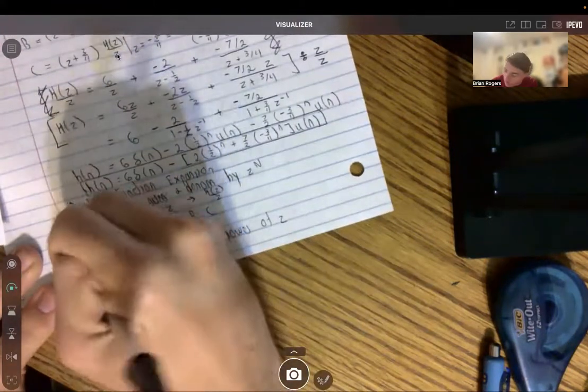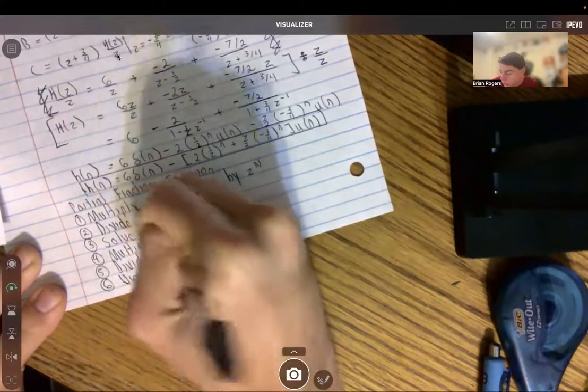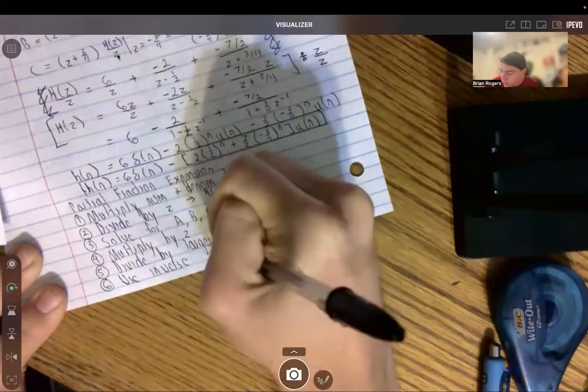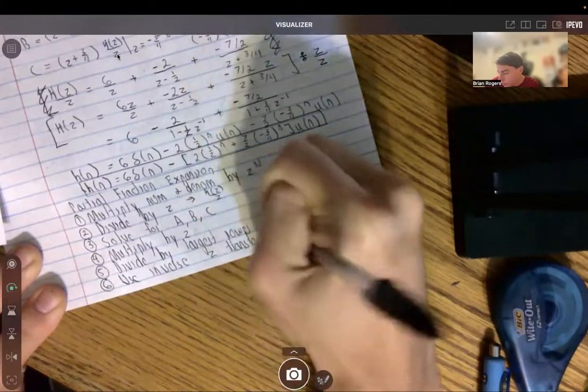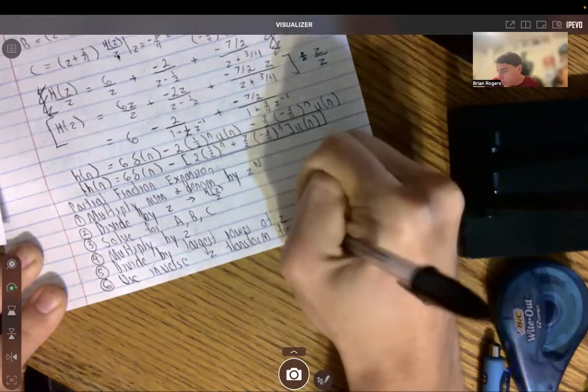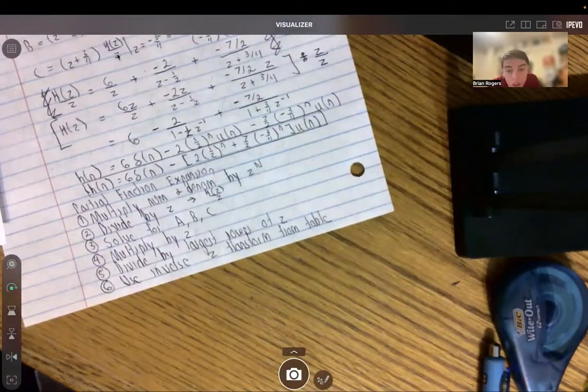Then our sixth step was we use the inverse Z transform table. Z transform from the table. And then remember, when you're taking the inverse Z transform, watch out for is it causal or anti-causal. Okay, so that's pretty much how you would find the impulse response. So that will help you on one of your questions. That's just a good example.